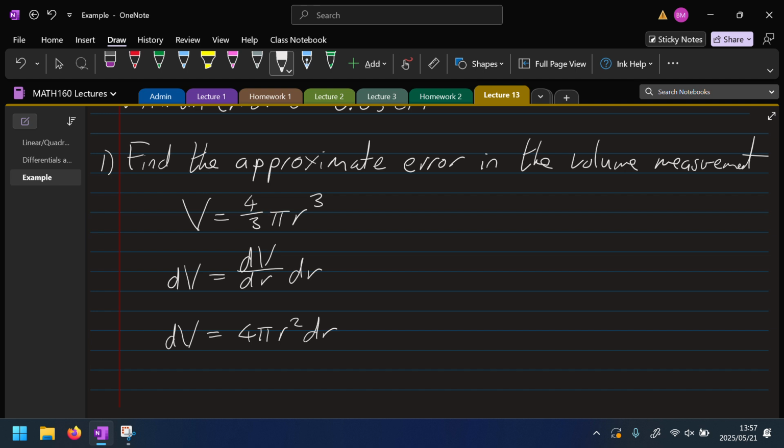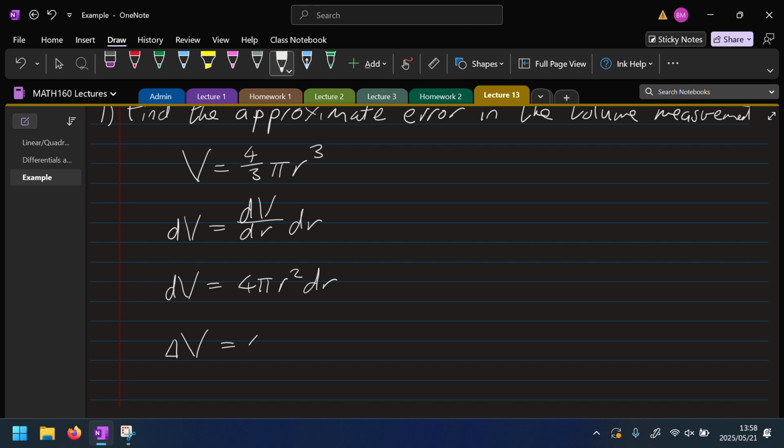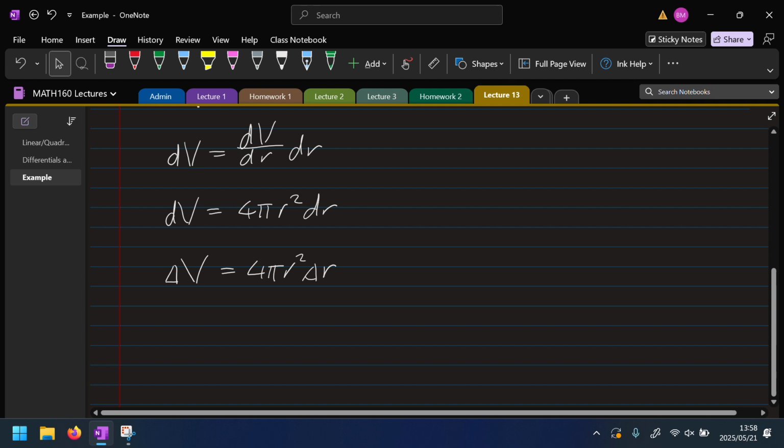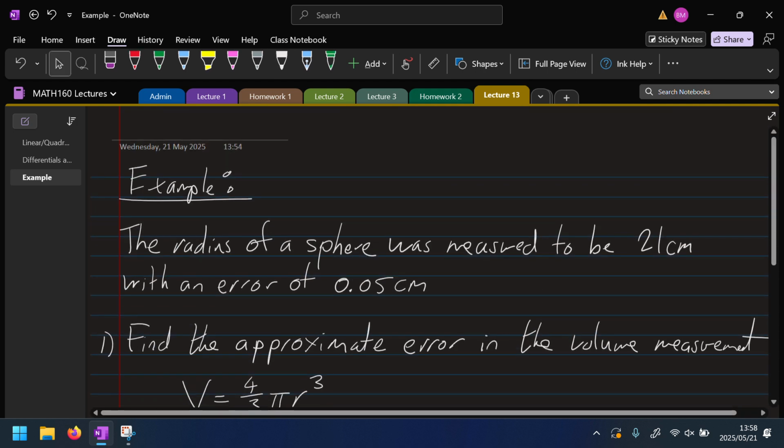Okay, so that is the differential. Now this is going to approximate our error, so the delta V. So delta V, that's the error, the same as what you would write down in your prac, delta V. So this will be 4 pi r squared delta r. And we know all of this. We know the radius, we know the error, so we can just substitute. So this is going to be 4 pi, the radius was 21 squared, and then the delta r, let's go back up here, 0.05.